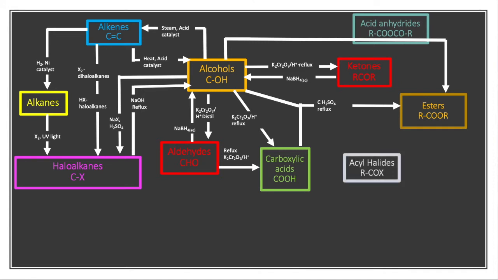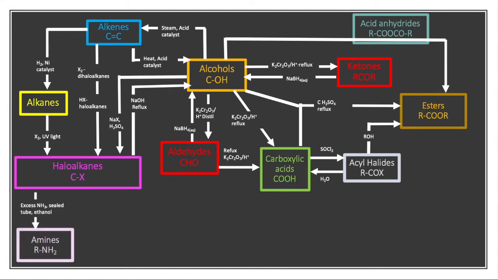Acyl halides, also a new group that we've met. Acyl halides can be used to make esters by reacting them with the required alcohol. And we make acyl halides by reacting carboxylic acids with SOCl2, and if we add water to an acyl halide, we will get back the carboxylic acid.